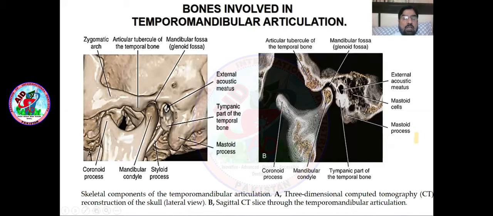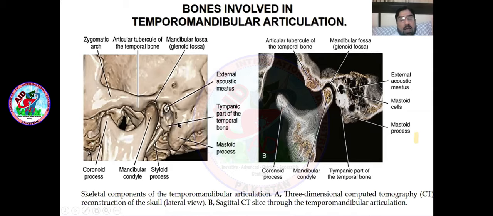External acoustic meatus. This is the tympanic part, which contains the internal acoustic meatus, and like this. That is the mandibular fossa, which is part of the temporal bone. Articular tubercle, where this ends the glenoid fossa. And that is the zygomatic arch. So this is the whole story which we see in the three-dimensional computer tomography.